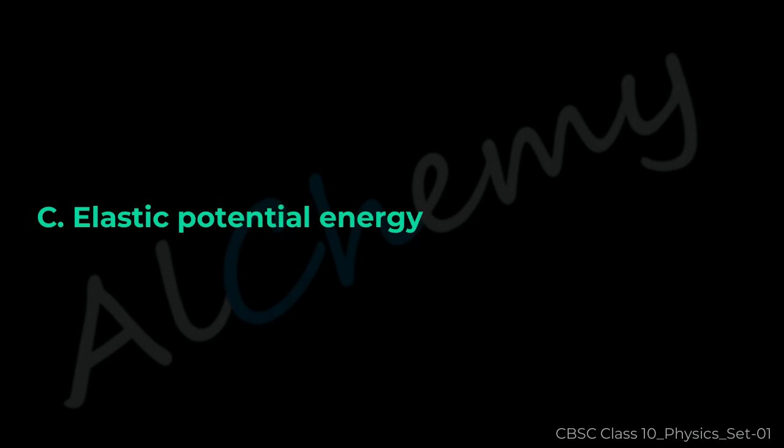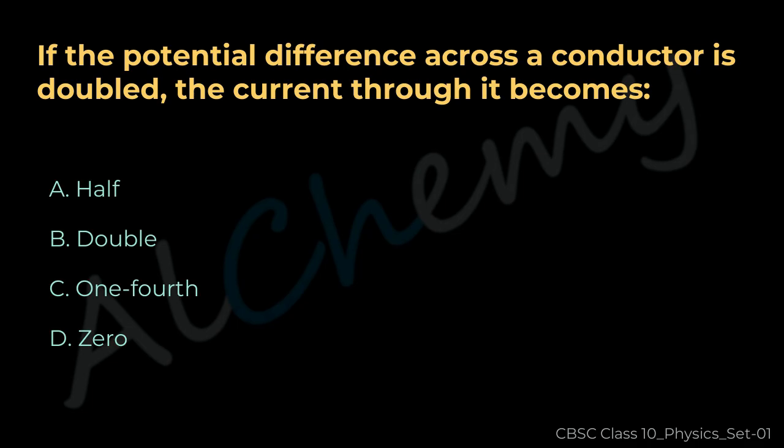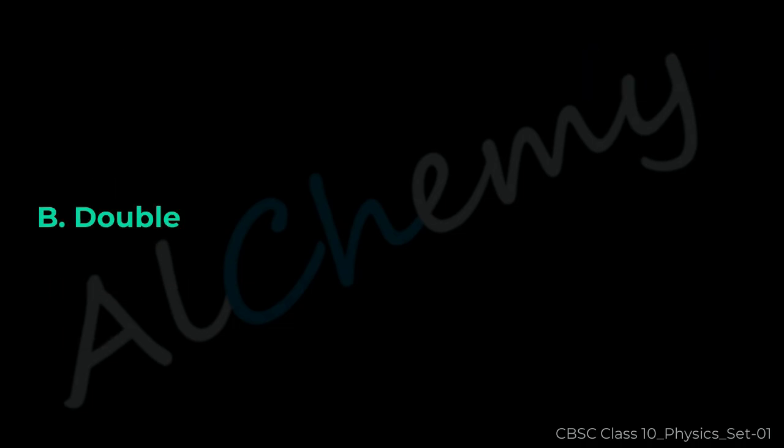Elastic potential energy. Question 16. If the potential difference across a conductor is doubled, the current through it becomes A. Half, B. Double, C. 1/4, D. 0. The correct answer is B.